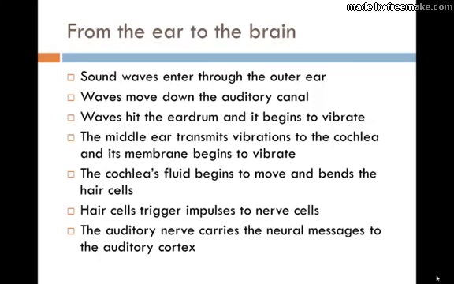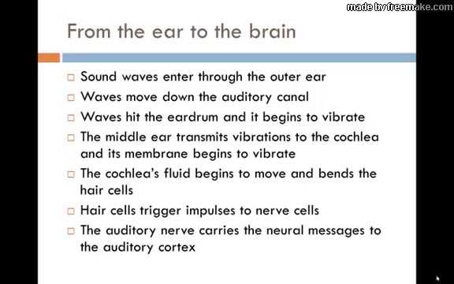So, the way sound energy gets from the ear to the brain: sound waves enter through the outer ear and then move down your auditory canal. Once the waves hit, the eardrum begins to vibrate. Then your middle ear transmits those vibrations to the cochlea, and the membrane begins to vibrate. So remember, this is all energy, so you're gathering energy through your ear that's causing vibrations.